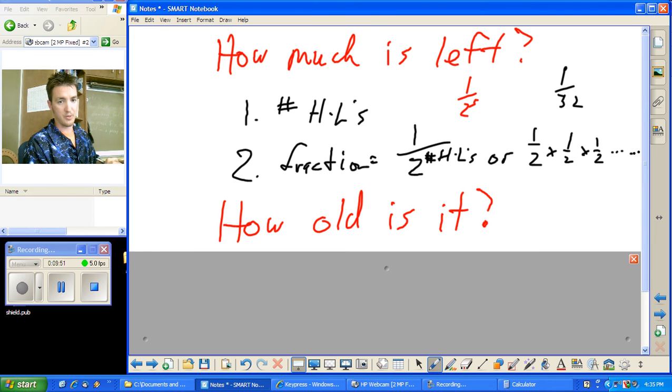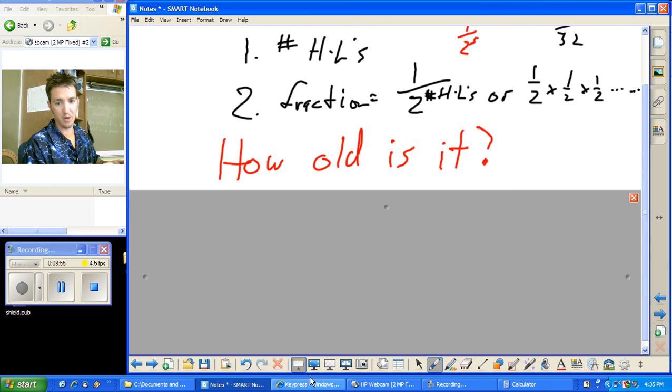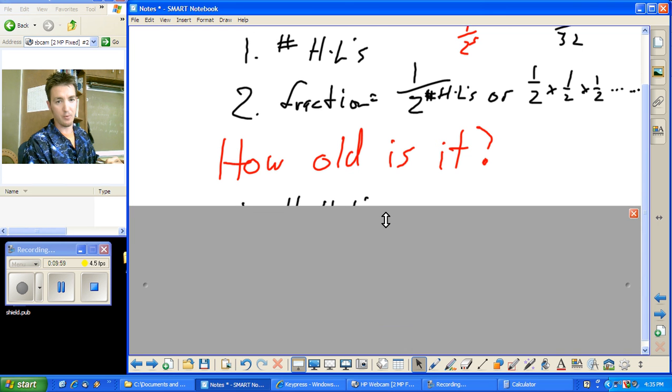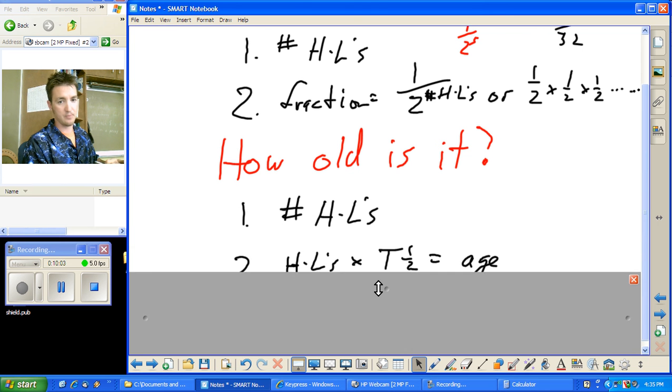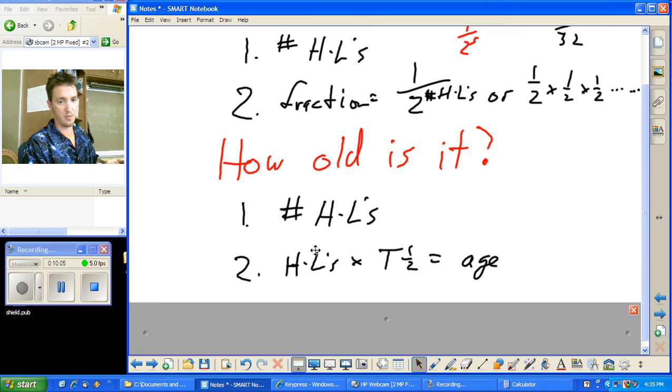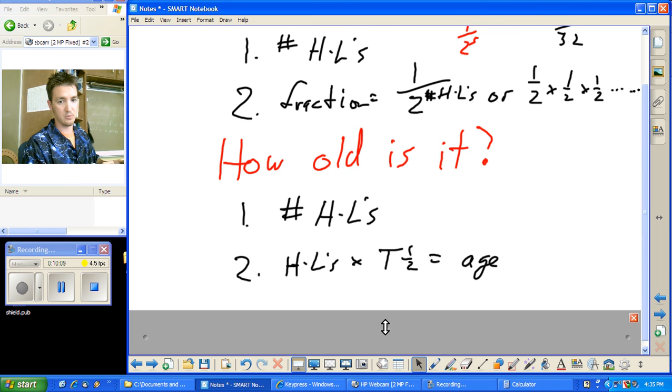The other type of question is, how old is it? That's really the bigger one that we usually care about more, because if we dig up our unfrozen caveman lawyer, that's what we want to find. Same first step, find the number of half-lives. Then just take the number of half-lives times the half-life time to get the age.